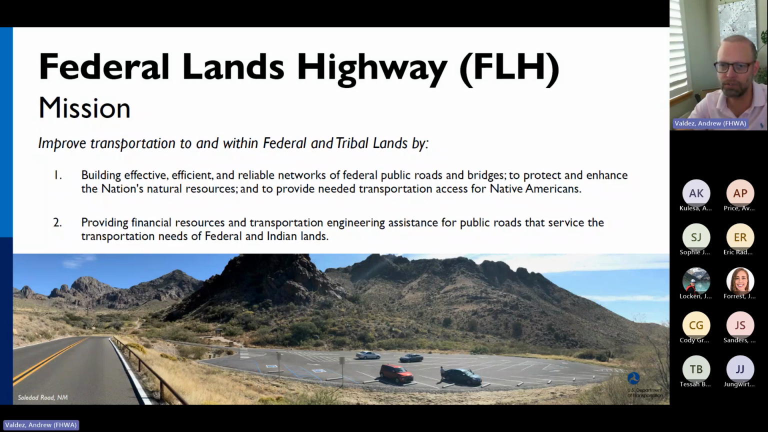All right, so federal lands, highways. Basically, we're the Department of Transportation for the Federal Land Management Agencies. As some of you are probably aware, a third of the United States is federal land. And stewardship of the transportation assets and systems on those federal lands is our responsibility.